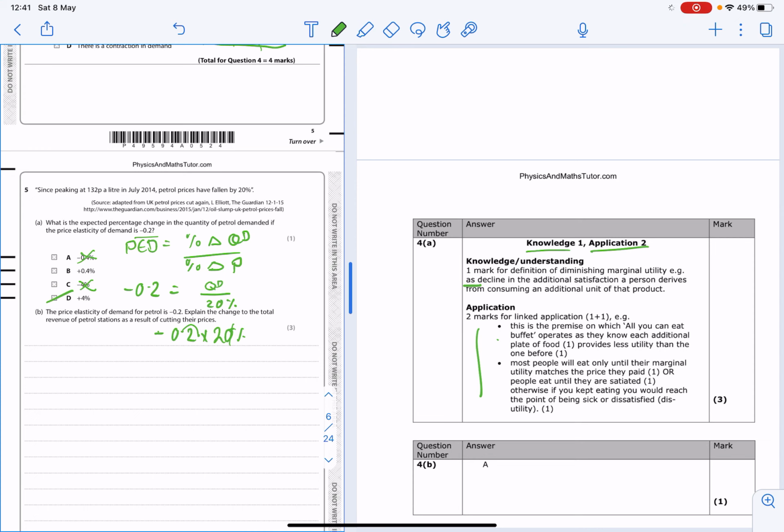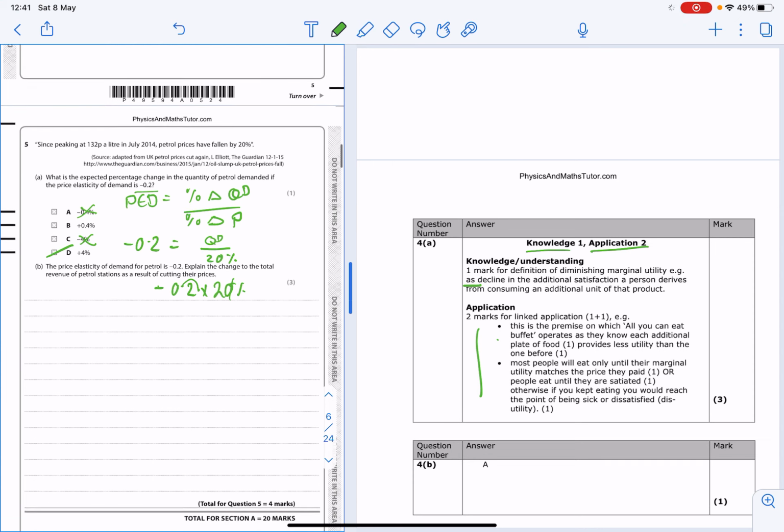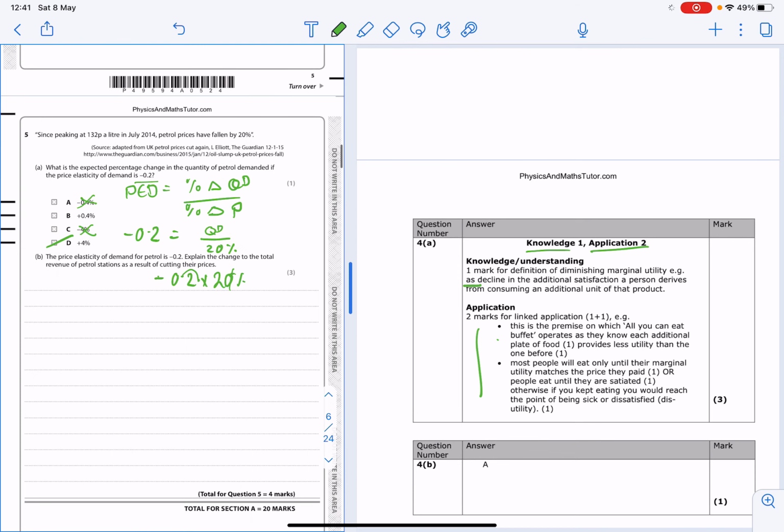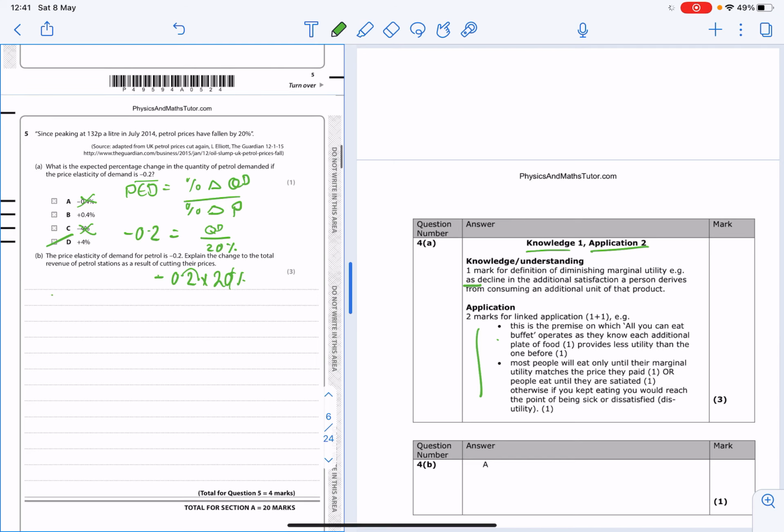Right, the next question is another 3-marker. It says the price elasticity of demand for petrol is minus 0.2. Explain the change in the total revenue of petrol stations as a result of cutting their prices. Now, I like to talk about total revenue in terms of diagrams. So first of all, total revenue is your price times by your quantity.